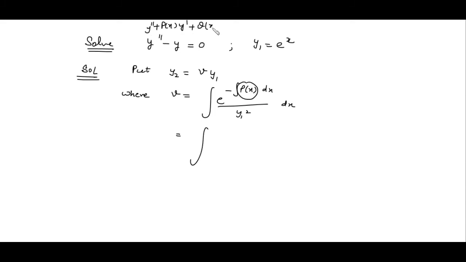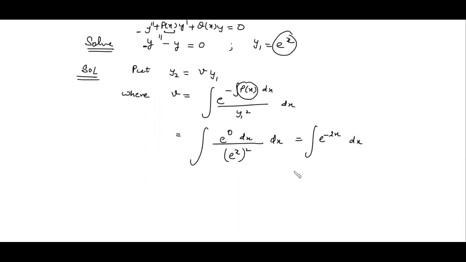this coefficient is 1 already. What is the value of px? This term is 0, so px is 0. So e to the power 0, y1 is e to the power x, so we get e to the power minus 2x dx integration. So this is minus 1 by 2. So this is the value of v. Now put in y2, we get this is e to the power minus x by 2.